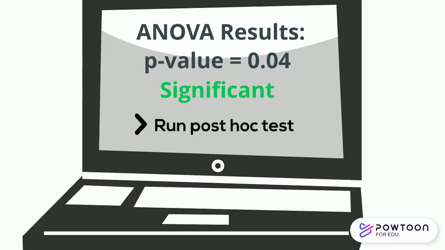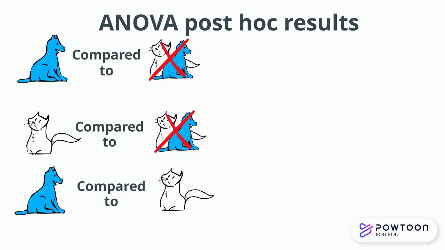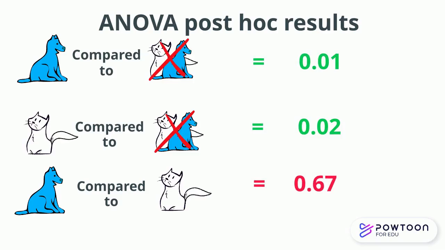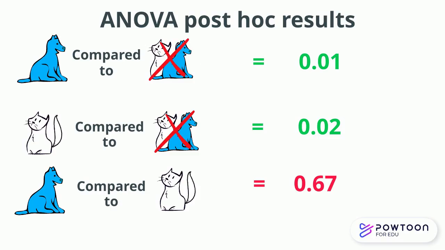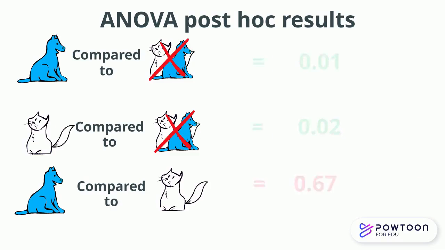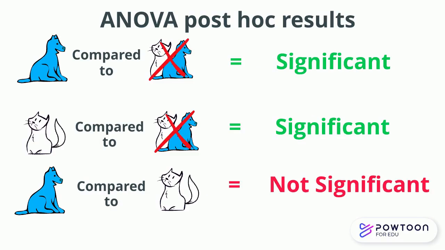However, to understand which groups are significantly different from each other, we have to run what is known as a post-hoc test. The post-hoc test compares between all the categories in your independent variable and tells you which significantly differ from one another. We find a significant difference in number of likes between profiles with dogs and profiles with neither cats nor dogs. We find the same when looking at cats versus neither dogs nor cats. But we find no significant difference between profiles with dogs and profiles with cats.